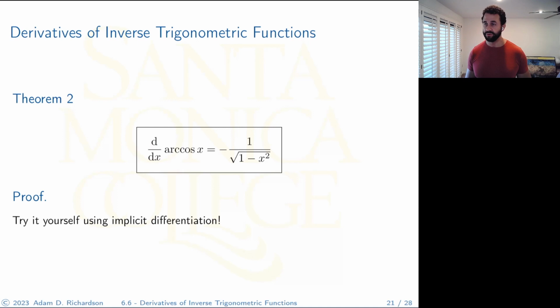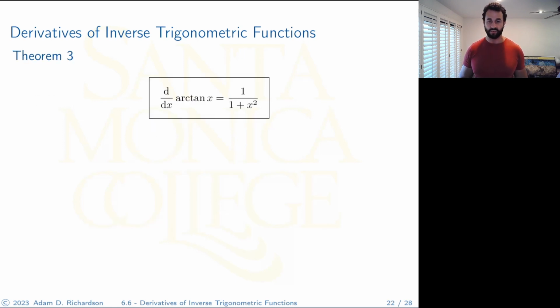So we're not going to do this proof, but I recommend you try it yourself. Use implicit differentiation. The technique is almost identical to what we did in the previous proof. It's a good exercise. Try to work it out on your own. But the one we're going to prove next is this one. So what is the derivative of arctangent? The derivative of arctangent is 1 over 1 plus x squared.